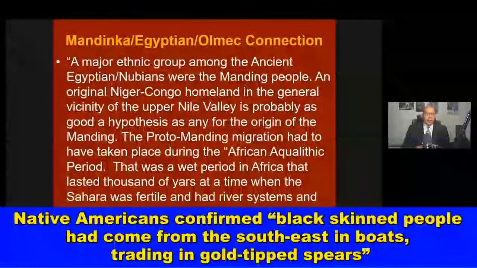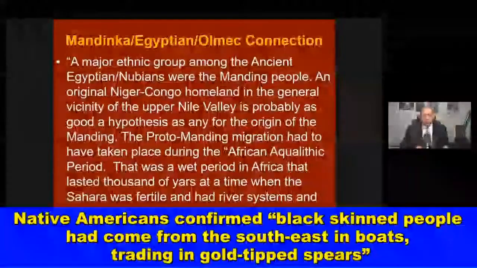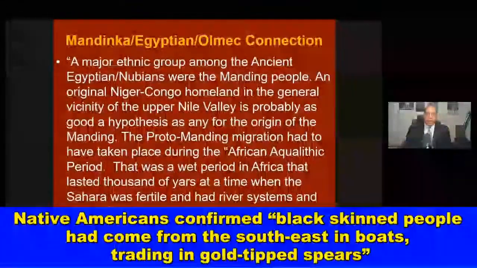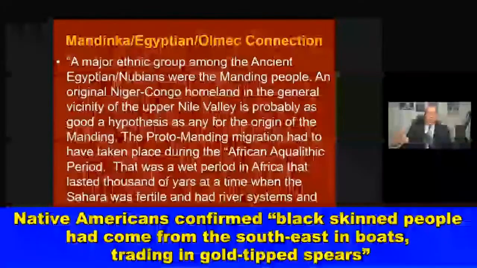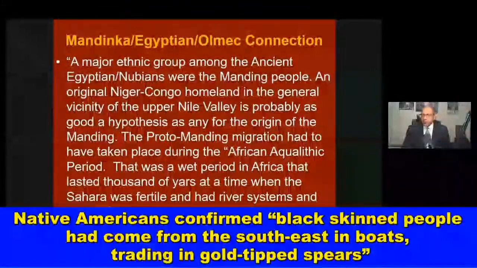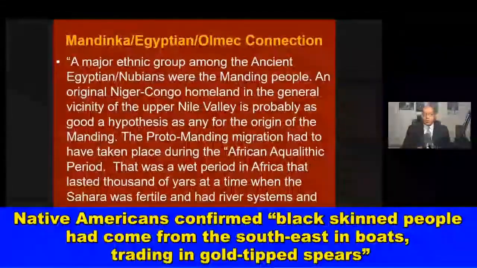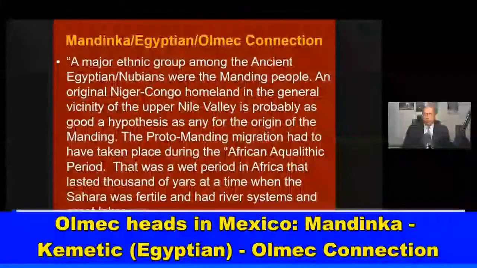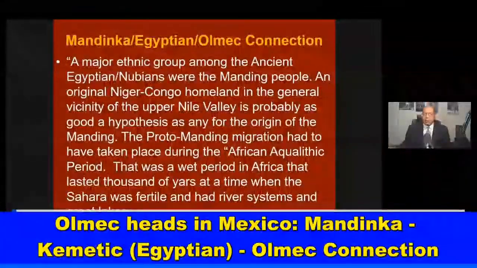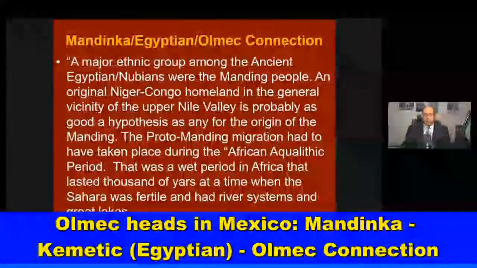He said, quote, a major ethnic group among the ancient Egyptian Nubians were the Manding people, an original Niger Congo homeland in the general vicinity of the Upper Nile Valley is probably as good a hypothesis as for the origin of the Manding. The Proto-Manding migration had to have taken place during the African Aqualithic period. That was a wet period in Africa that lasted thousands of years at a time when the Sahara was fertile and had river systems and Great Lakes.